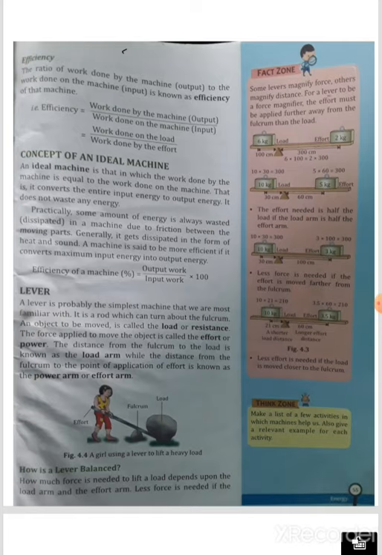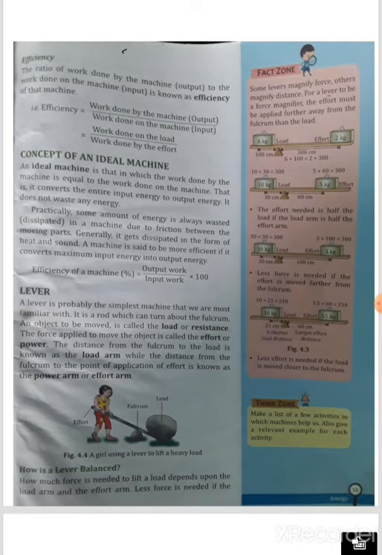As I told you, there are 6 different types of simple machines. They are lever, inclined plane, wedge, screw, wheel and axle, and pulley. Number 1 is lever, number 2 is inclined plane, number 3 is wedge, number 4 is screw, number 5 is wheel and axle, and the 6th one is pulley. We will be learning about these 6 simple machines in detail. Today we will be learning about the first simple machine, that is lever.